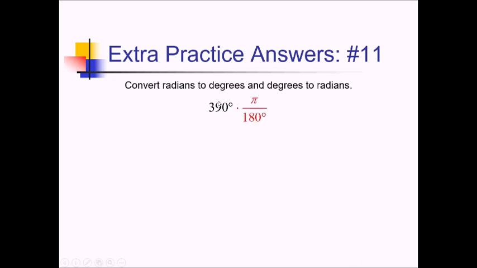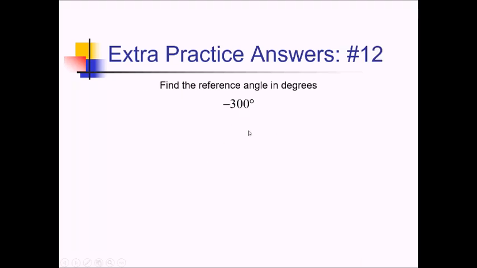On this problem, I'm trying to convert 390 degrees into radians, so I multiply by pi over 180, and I have to reduce those now. Now, I believe these are both reducible by 30 degrees. So that would give me, let's see here, 13 pi in the numerator and 6 in the denominator.